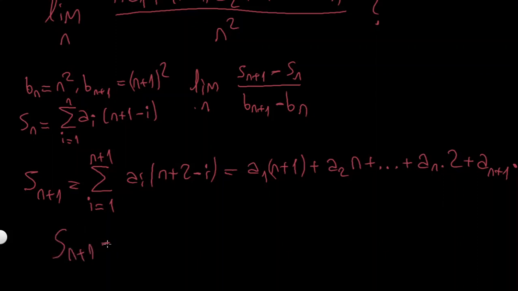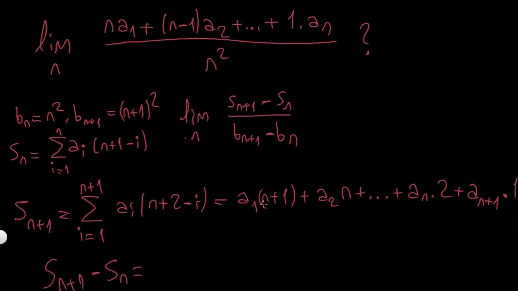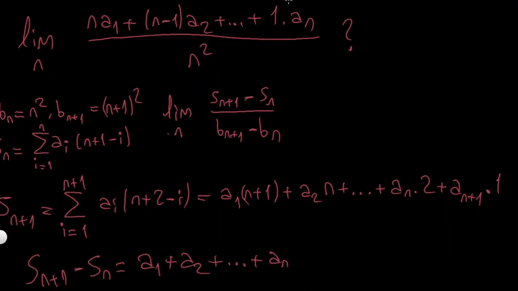Sn plus 1 minus Sn. Here, if you notice, I'm going to compare it here and here. I have a1 times n plus 1, and here I have n times a1, so if I just subtract, it's going to be a1. And if I look here, I have n times a2, and here n minus 1 times a2, so it's just going to give me a2. And it's going to go like this. Here I have 2an, here I have 1an, so it's going to give me an. And the last term, which has no such term in Sn, is just going to be one more, a n plus 1.